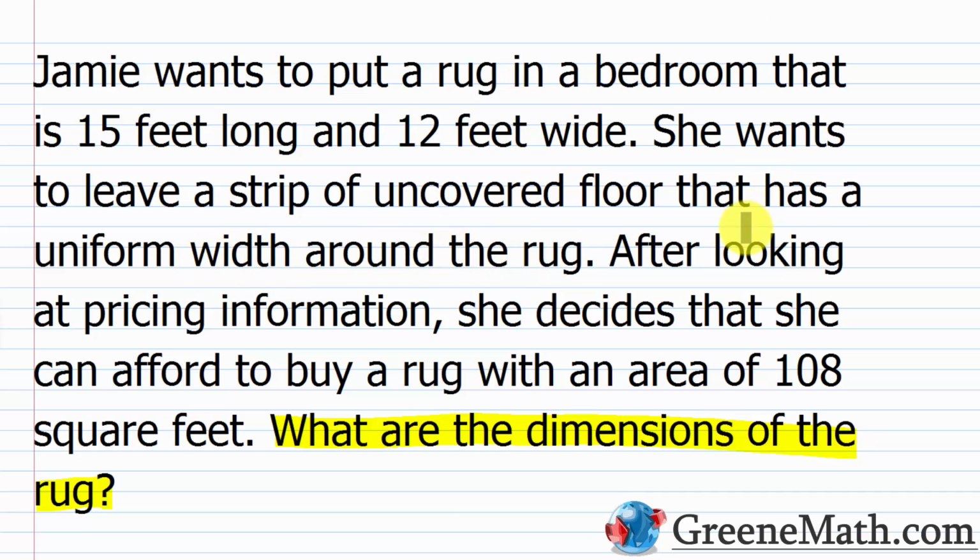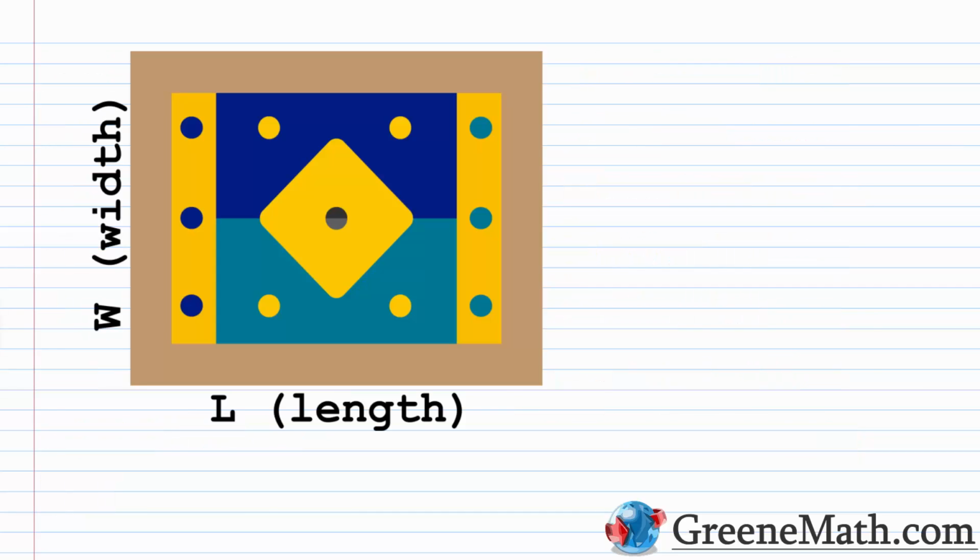This is very important: the uniform width around the rug. Let me go back down, and we're just going to label a few things. So what do we know? We know the length of the bedroom, the measurement from here to here, is 15 feet. That's given in the problem. We know the width, the measurement from here to here, is 12 feet. That's given to us in the problem.